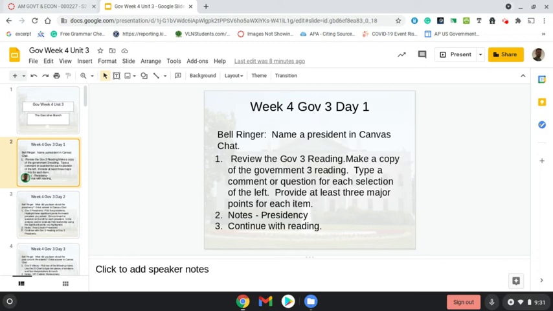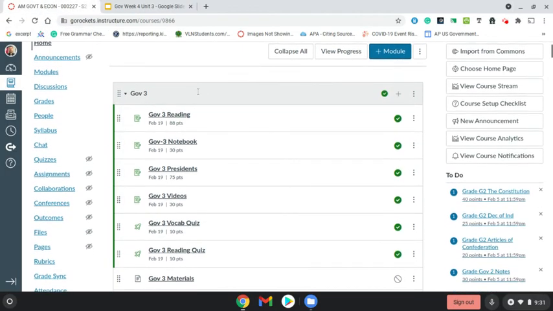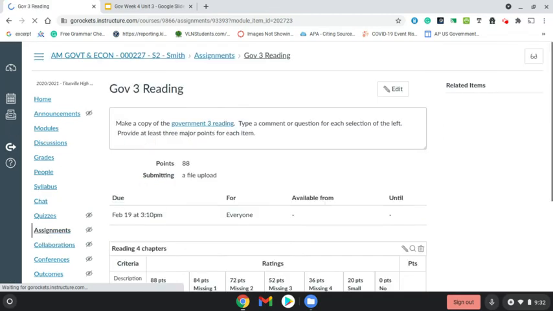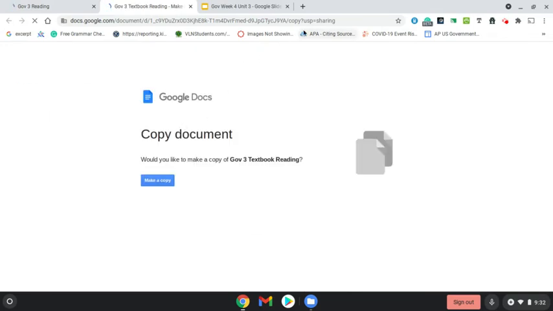And then you'll be typing a comment or question for each selection on the left-hand side and at least 3 major points for each item on the right-hand side. And that is the first thing on Canvas at the top of the Government 3 module. And once again, when you click on that link, Government 3 Reading, it should open up a copy for you. So you just click Make a Copy.